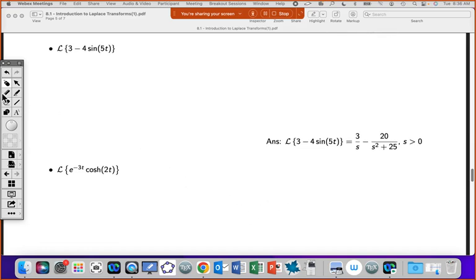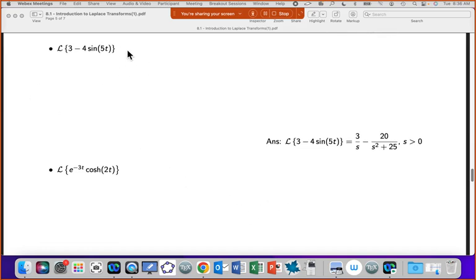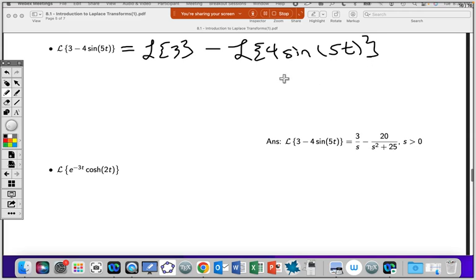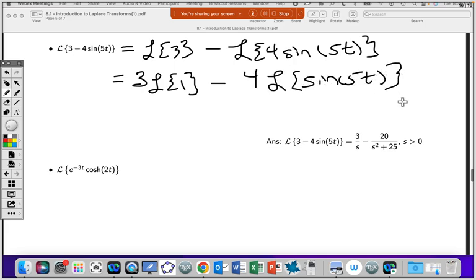If you want the Laplace transform of 3 minus 4 sine 5t, once again, I can use linearity. That's the Laplace transform of 3 minus the Laplace transform of 4 times the sine of 5t. If I really wanted to, I can think of 3 as being 3 times 1. So this is 3 times the Laplace transform of 1 minus 4 times the Laplace transform of sine of 5t.